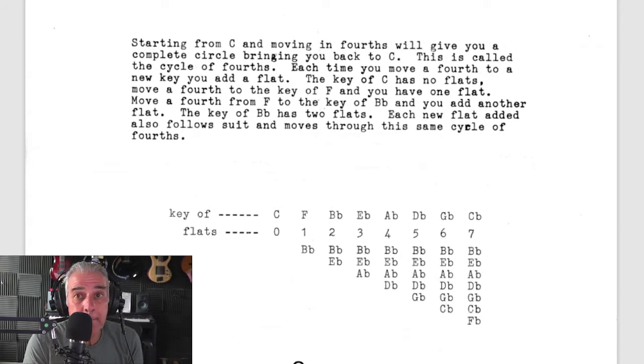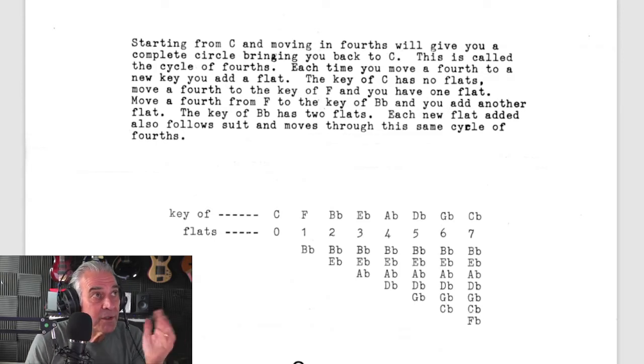F, G, A, B flat. Okay, your next key would be B flat. There's 2 flats, B flat and E flat. So you're in the key of B flat, so the next flat added is an E flat, which is the 4th degree of the B flat scale. B flat, C, D, E flat.